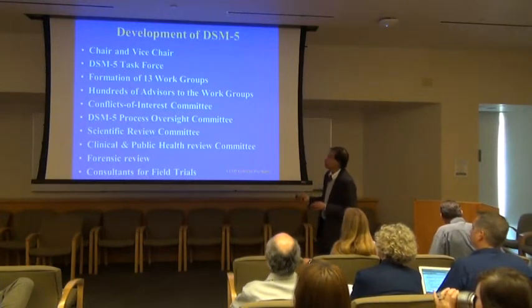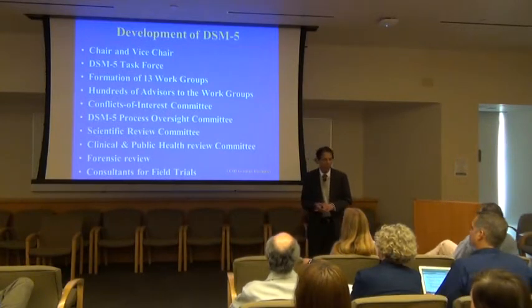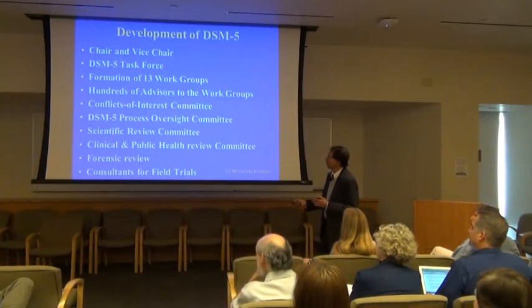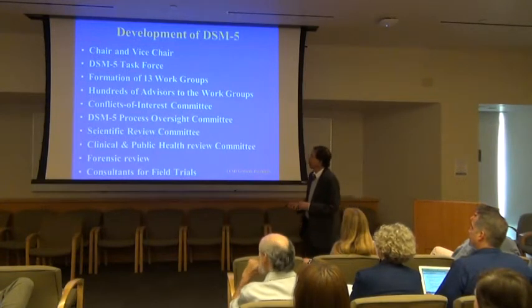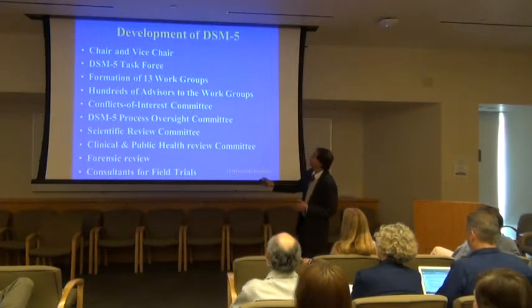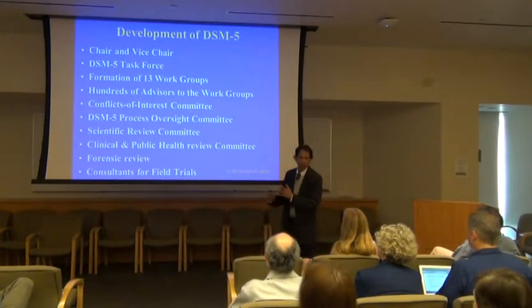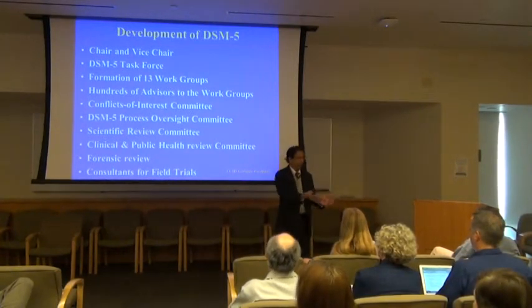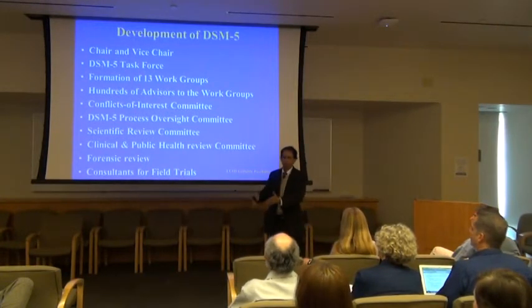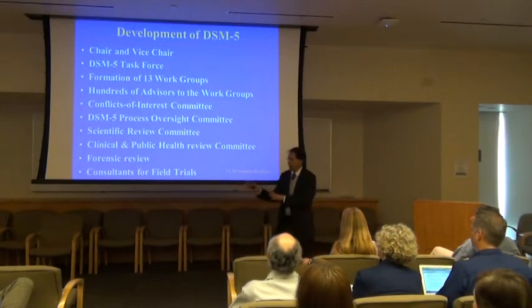Then the process oversight committee, which assured that the process was going in a fairly democratic fashion. And this is an important committee, the scientific review committee, because of the people who develop the criteria. These are the work groups that develop the criteria. So there are 13 work groups for 13 different types of disorders: psychosis, mood disorders, neurocognitive disorders, etc.